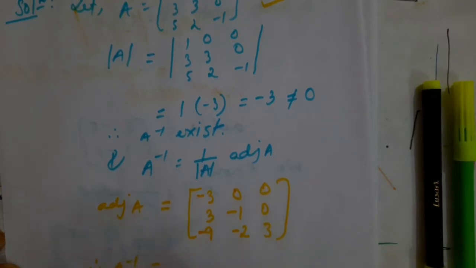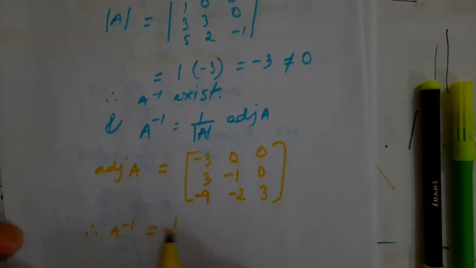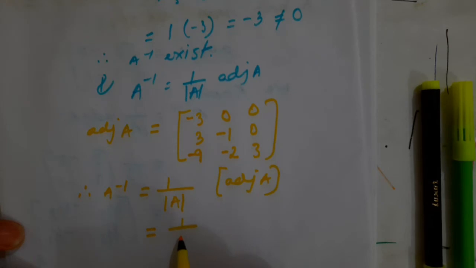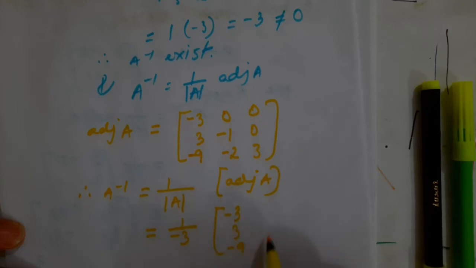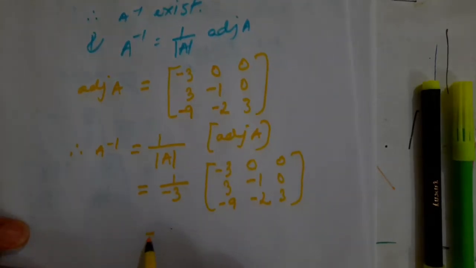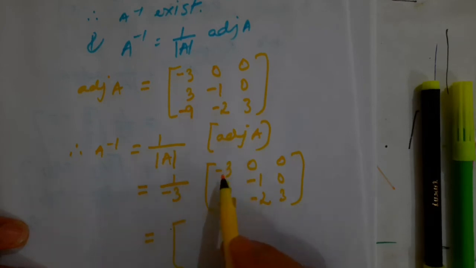Therefore A inverse is 1 by determinant of A into adjoint of A. Determinant A is -3, so we have to multiply 1 by -3 with each and every element of the adjoint: -3, 3, -9, 0, -1, -2, 0, 0, 3.